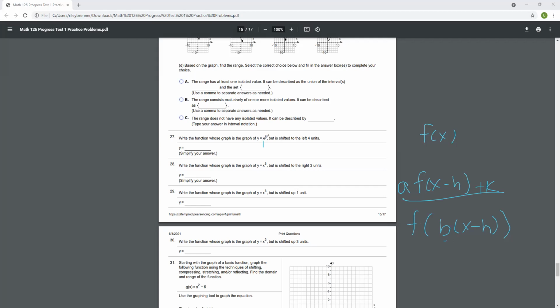So this is the parent function that I'm given, and I'm shifted left 4 units. So left is negative, so I would consider it as x plus 4, and then I'm going to do any function that is associated with this, which is going to be squared. Same thing here, x minus 3 cubed. And this one, because I'm going up or down instead of left or right, this would just be x cubed plus 1.